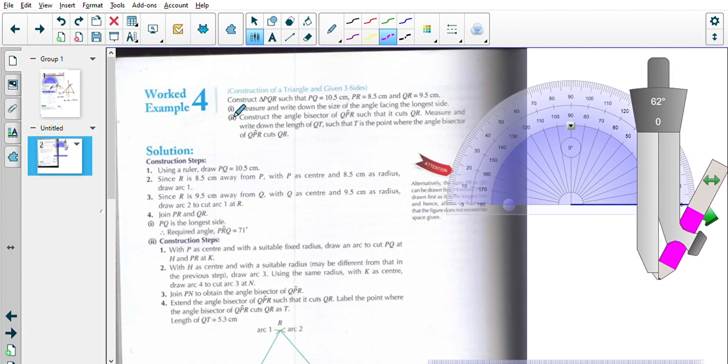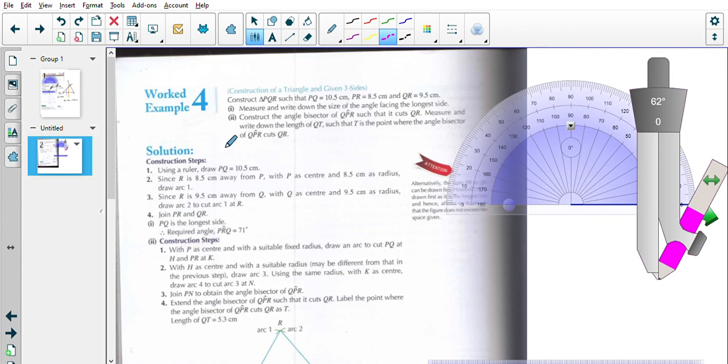In these instructions, construct triangle PQR such that the length of PQ is 10.5 cm, PR is 8.5 cm, and QR is 9.5 cm. The first question: measure and write down the size of the angle facing the longest side. The second question: construct the angle bisector of QPR such that it cuts QR, and measure and write down the length of QT, where T is the point where the angle bisector of QPR cuts QR. Now we can follow the solutions here.